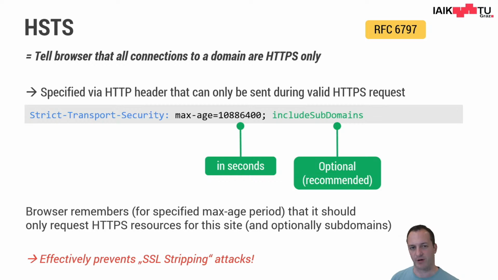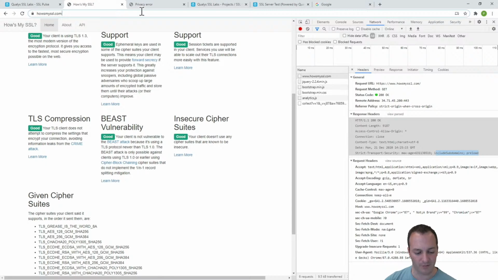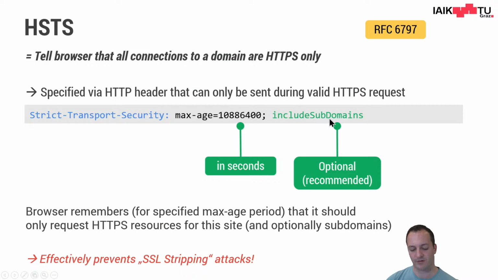So it tells the browser to not only call, for example, howsmyssl.com via HTTPS, but also all the subdomains in case there are any, like www or ASDF or whatever you want. So if the browser sees something like this, with include subdomains, it will remember that this also applies to subdomains. Now imagine that TU Graz.at would send something like this.